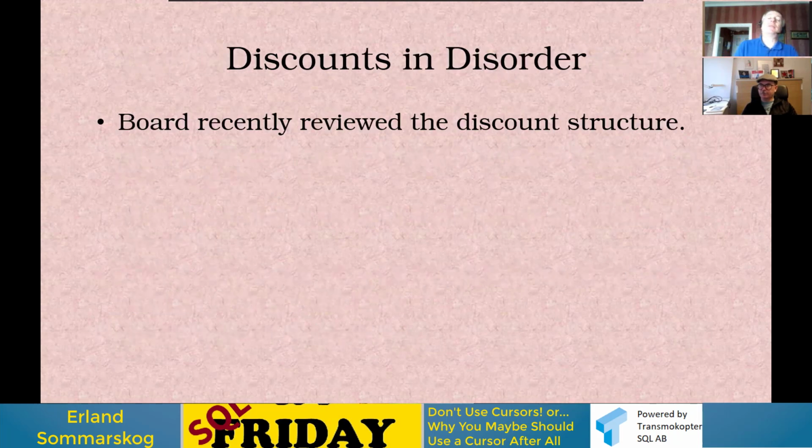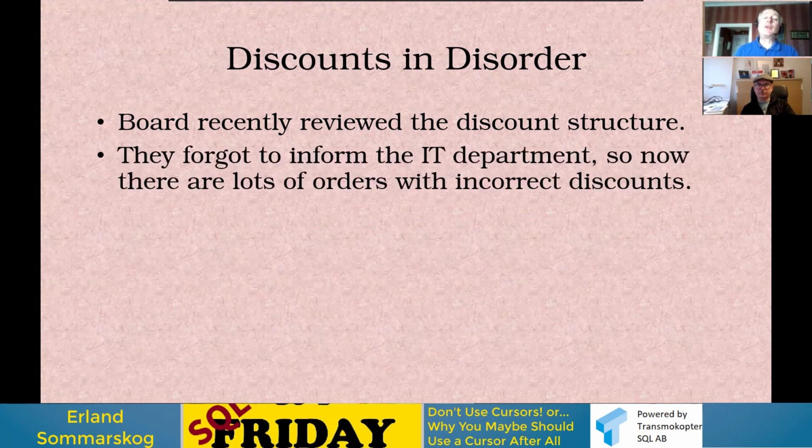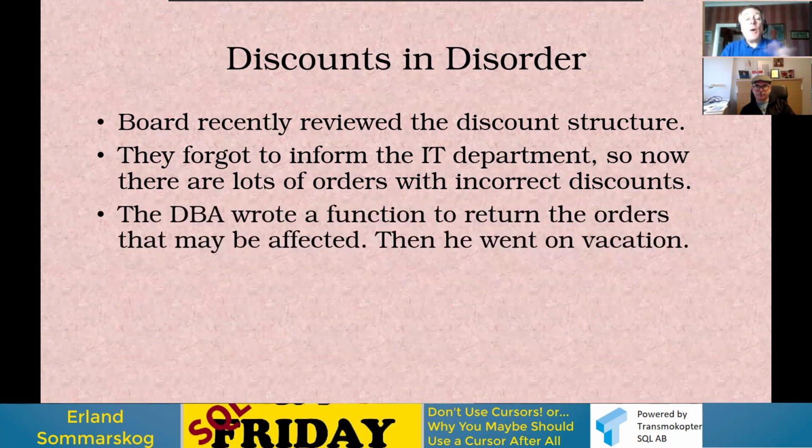Now, they had a problem at Northfield Traders because the board recently reviewed the discount structure and shuffled things around a little bit and changed things. But they forgot to inform the IT department. So that now they got lots of orders with incorrect discounts. Now they do have a DBA at Northfield. So he wrote a function to return the orders that may be affected. But guess what? He went on vacation, a multi-day hike, no mobile coverage.